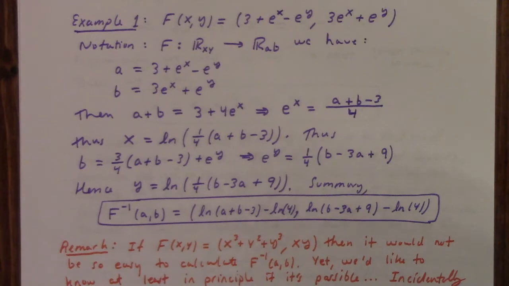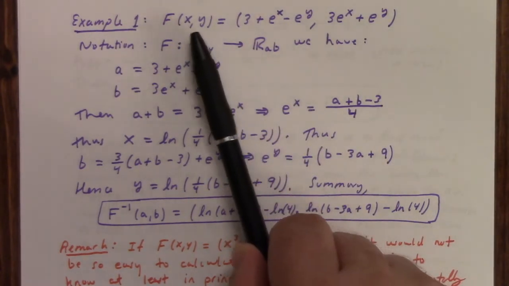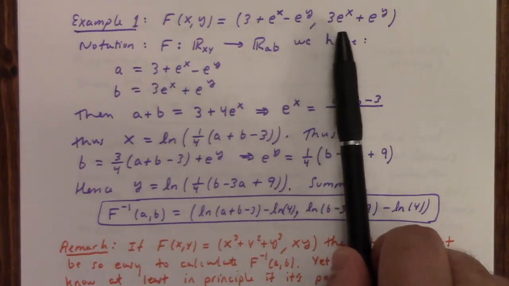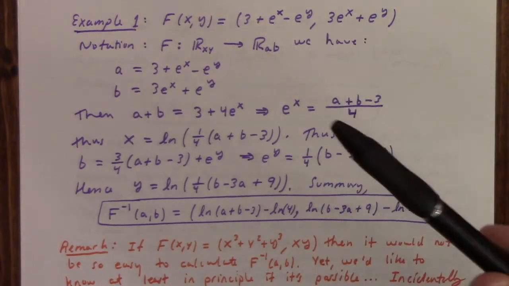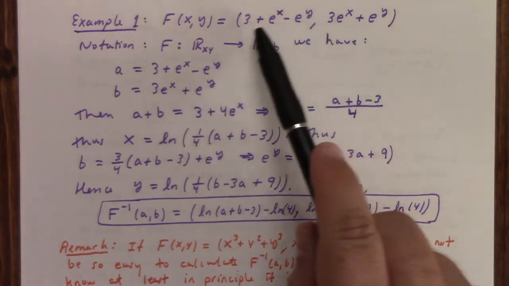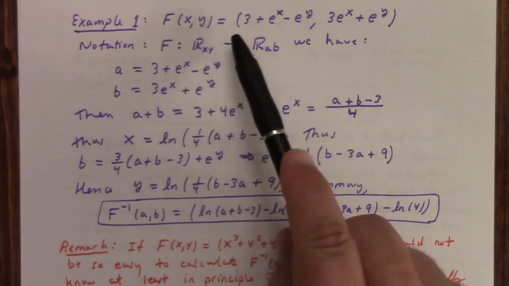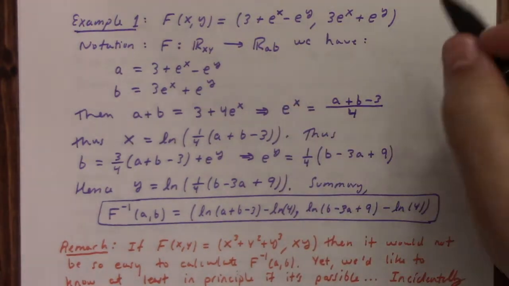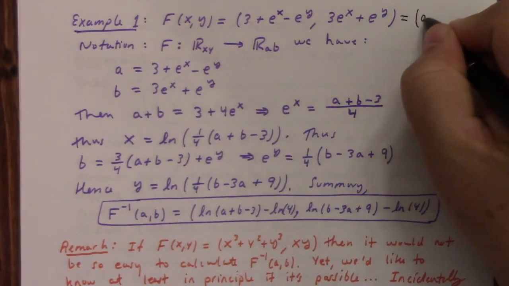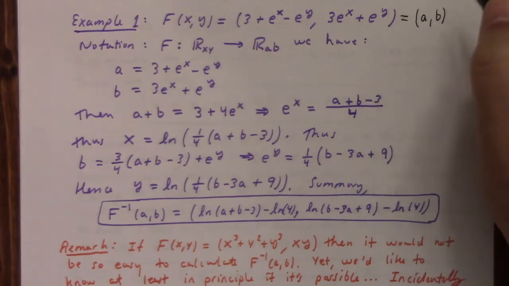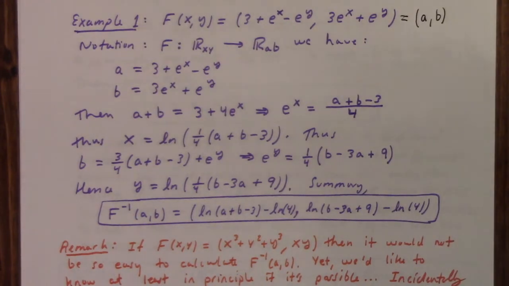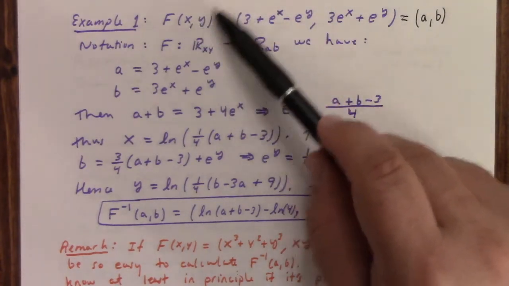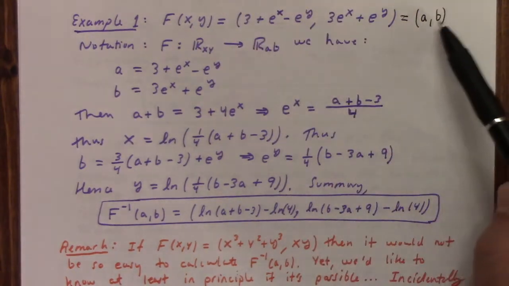So here's a function from R2 to R2. xy maps to 3 plus e to the x minus y, comma, 3 e to the x plus e to the y. So I like to declare variables for the range versus the domain. I've got x, y in the domain. I'm going to say a, b in the range. In other words, I'm setting this equal to a comma b just to give it a name. And so then in this case, my quote-unquote x is xy, and my y is actually a comma b.